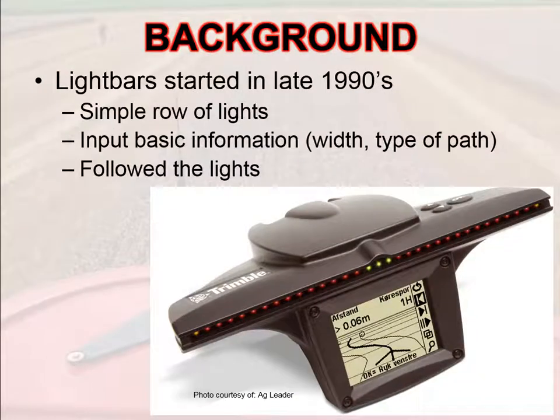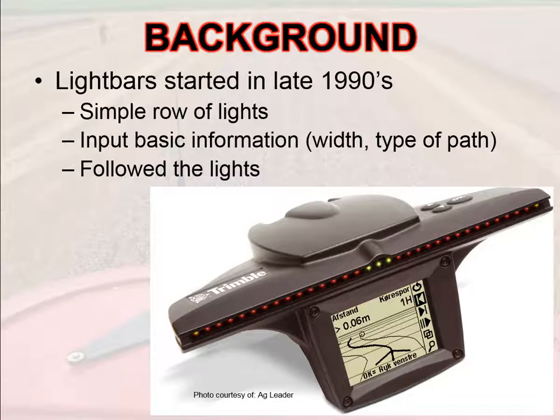So a little background. Light bars kind of started coming around in the late 1990s, is when we first started seeing them coming onto the market. And the basic light bar, there's kind of a representative photo there. Basically, it was something that you had mounted in the cab or out on the hood. And it was just a simple row of lights. So you can kind of see on that device there, it was a row of lights.